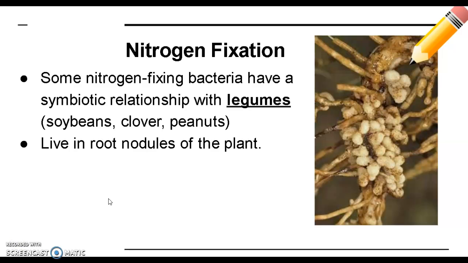Some nitrogen-fixing bacteria have a very special symbiotic relationship with the legumes. These are types of plants such as soybeans, clover, and peanuts. They have a mutualistic relationship. So they live in these root nodules of the plant. The bacteria get a place to live and they fix nitrogen and make those nitrogen containing molecules for the plant to absorb.